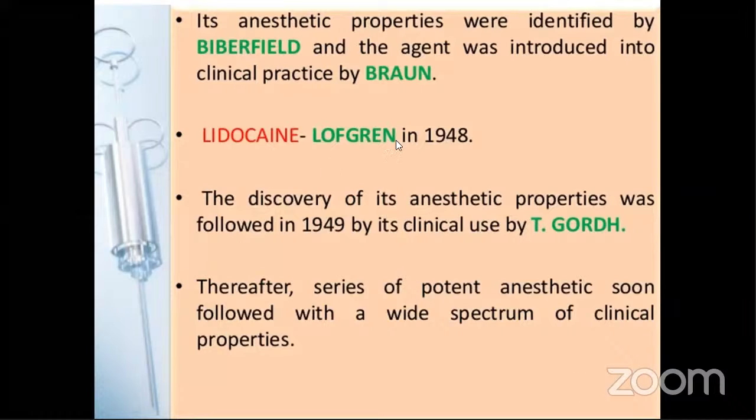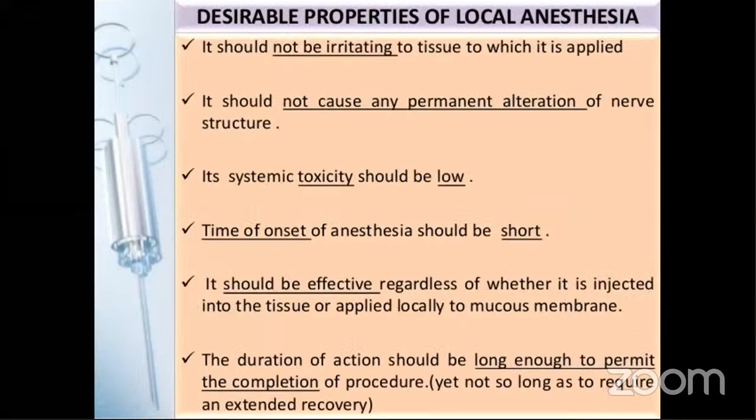So again, new drugs are developed with a wide spectrum, meaning they have been designed for different types of disorders. Okay, so this is the history of how anesthetic drugs are designed. So what should be the properties of local anesthetics?